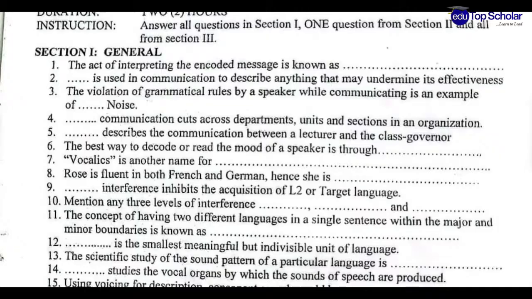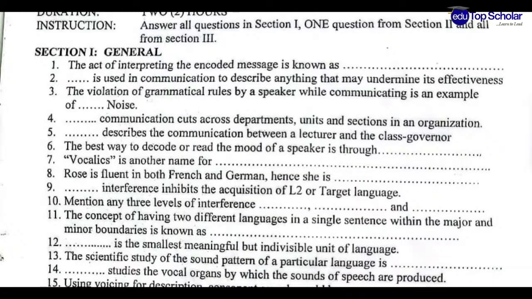So bilingualism means the ability to use two different languages fluently. So Rose is fluent in both French and German. Hence, she is bilingual. Then number 9, dash interference inhibits the acquisition of L2 or target language.